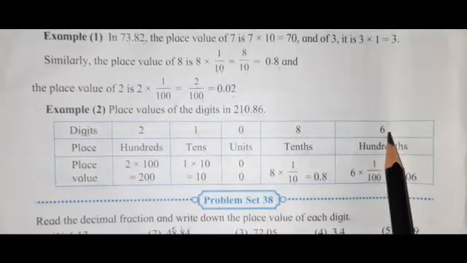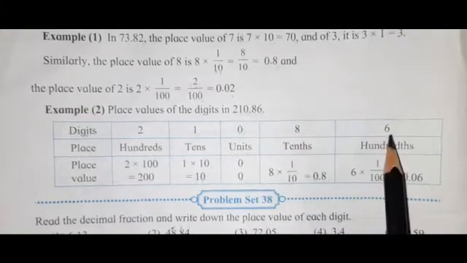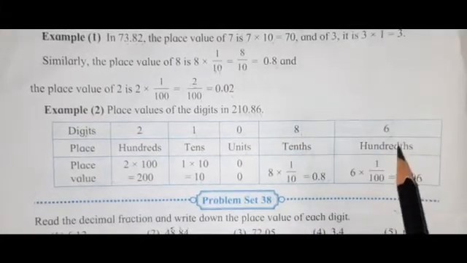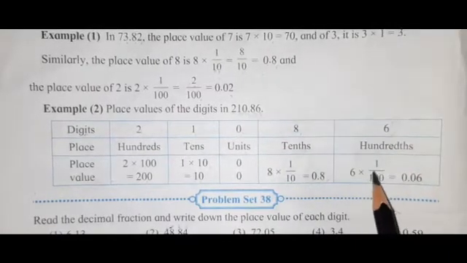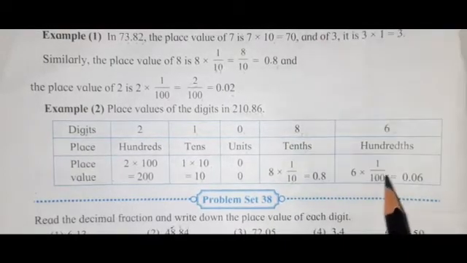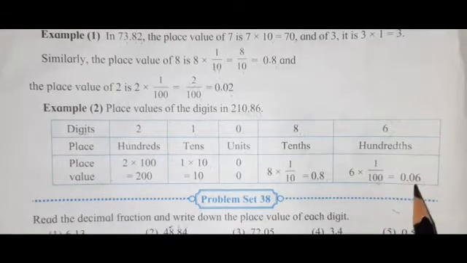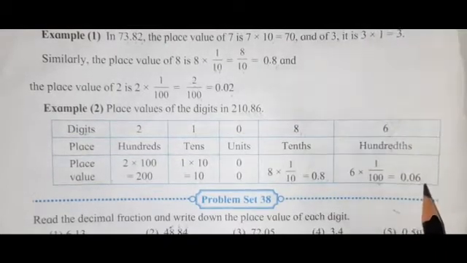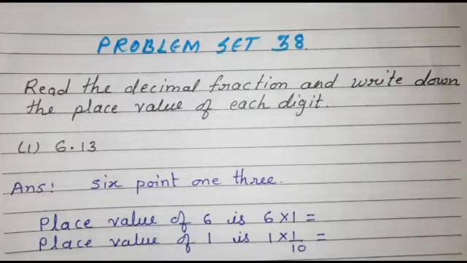Now place value of 6. 6 is at the hundredths place. After tenths is the hundredths place. So 6 multiplied by 1 upon 100, and that is equal to 6 upon 100. 100 has 2 zeros, so here we write 0.06.